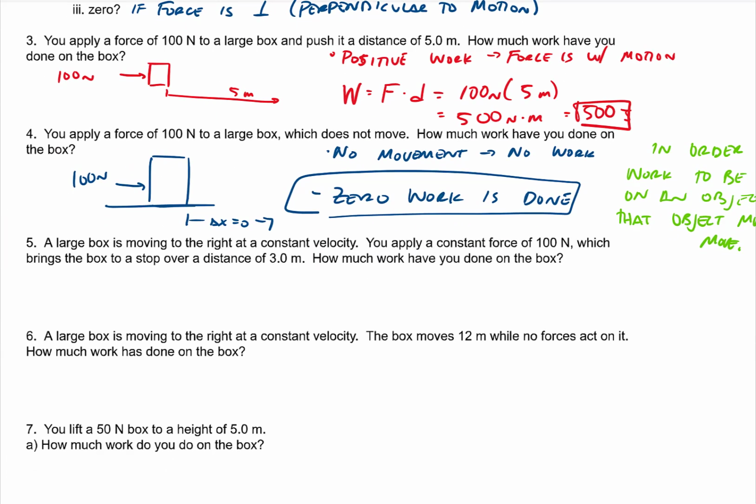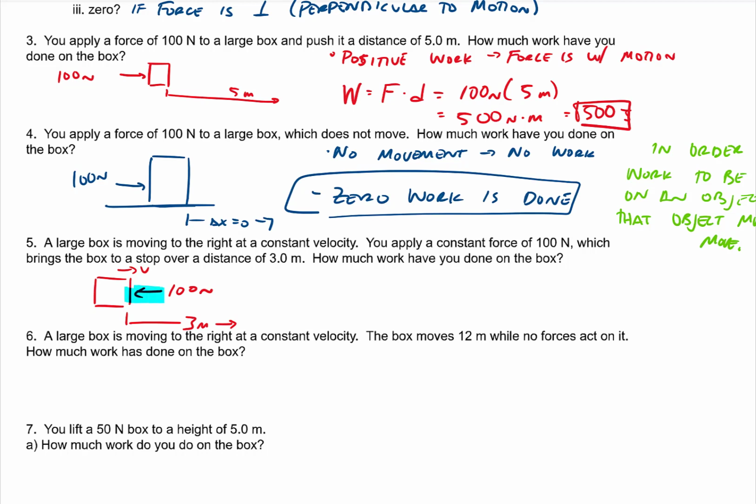Number 5, a large box is moving to the right at a constant velocity. You apply a constant force of 100 newtons, which brings the box to a stop. How much work have you done on the box? So we have the box that's already moving. So it has a velocity this way, and it's going to move 3 meters. That's its displacement. But you are pushing with your force of 100 newtons this way.